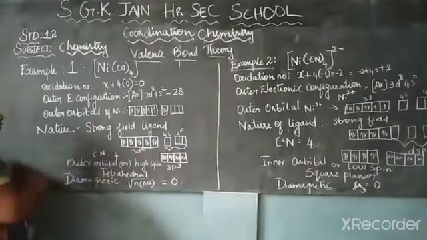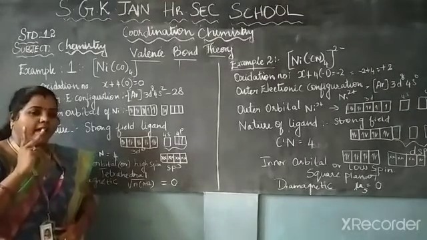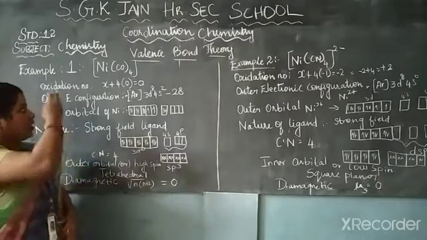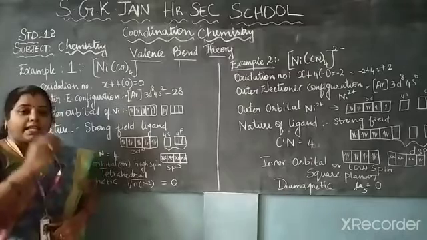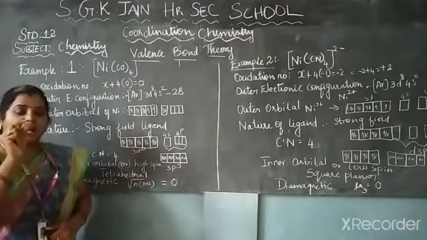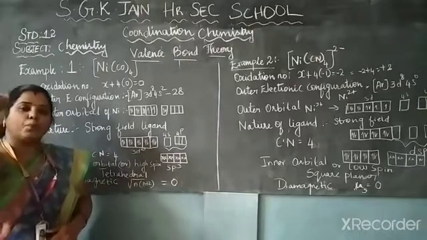And next, the nature of the ligand. You should know about the nature of ligands. There are 2 kinds: one is strong ligands, the other is weak ligands. CO comes under the strong ligands. What is the nature of strong ligands? If the compound contains a strong ligand and unpaired electrons are there, they will have the tendency to pair up.